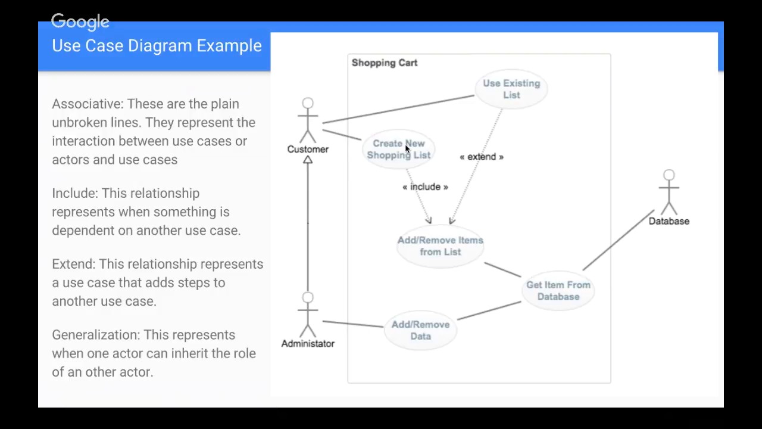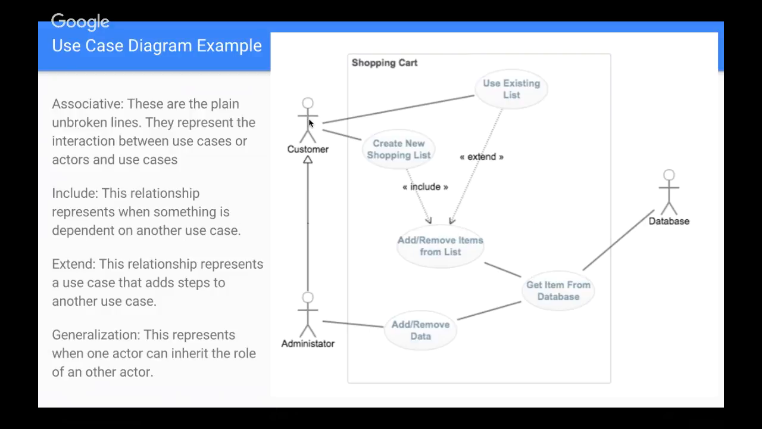The extend line is also a dependent relationship, but it takes it a step further by adding onto that first use case. So, for example, if the actor, the customer, has an existing list that they want to add to, instead of rewriting that list, you're just going to add items to the list. So it just duplicates that one, adds onto it, and then the user can see both.